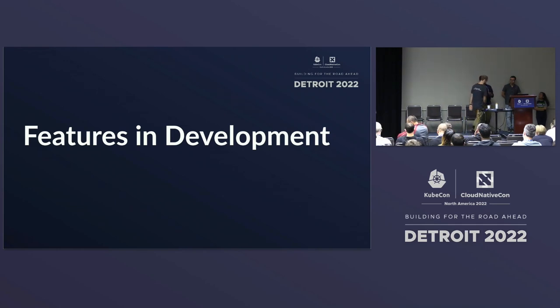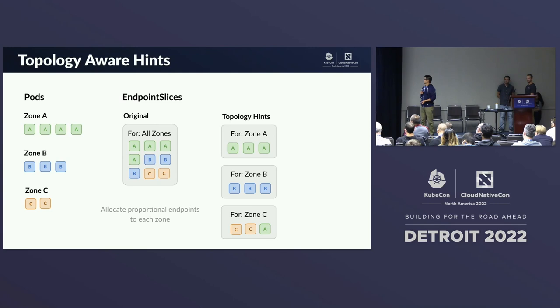All right. Now, last but not least, we have some features that have been in development and are reaching either the beta or the GA stage. So first, we have topology-aware hints. I think everyone, if you are on a cloud provider, has probably experienced this problem where you have a deployment that spans multiple zones, and then when you create a service from them, all of those endpoints get swizzled into just a single endpoint or a bunch of endpoint slices.